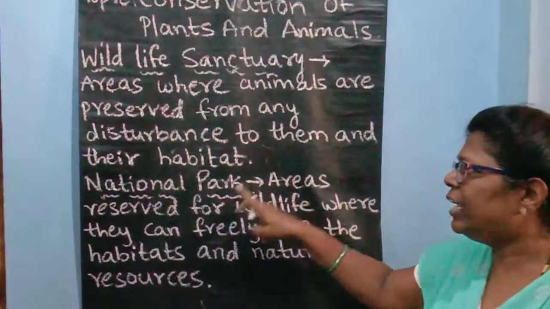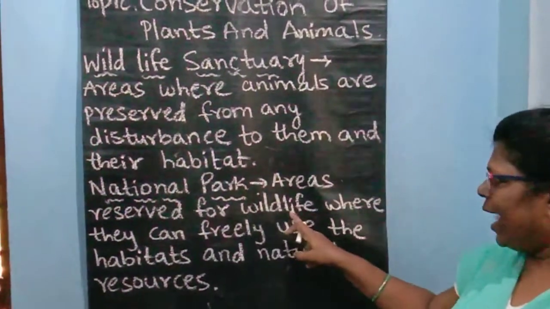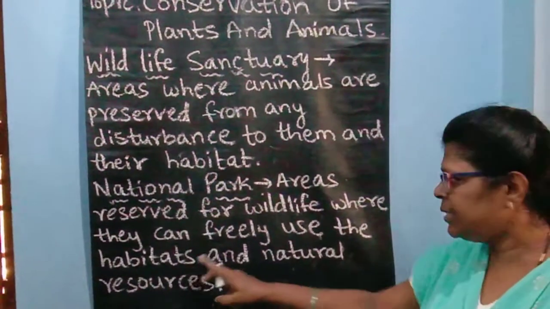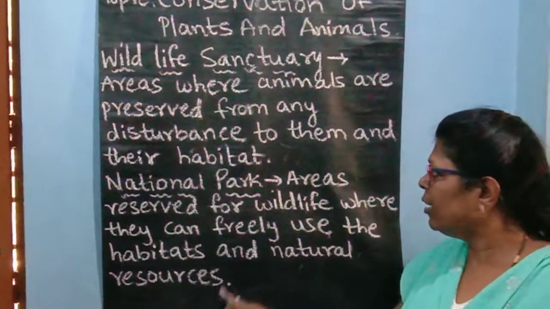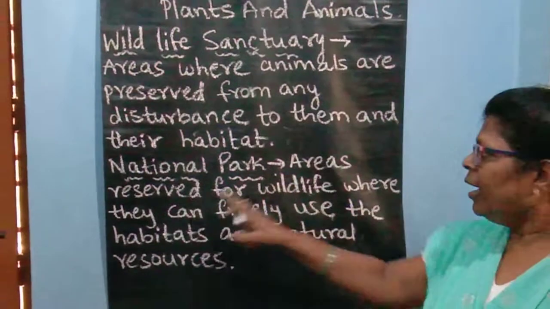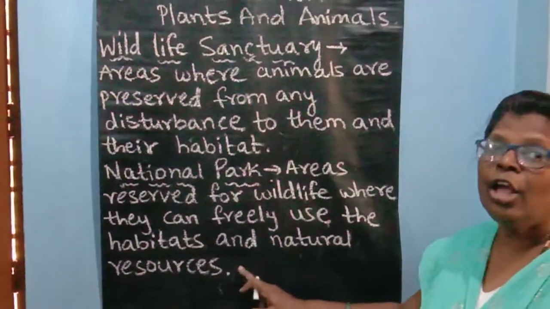Now let us see the meaning of the National Park. Areas reserved for wildlife where they can freely use the habitats and natural resources. So what is meant by National Park, children? Areas reserved for wildlife where they can freely use the habitats and natural resources.